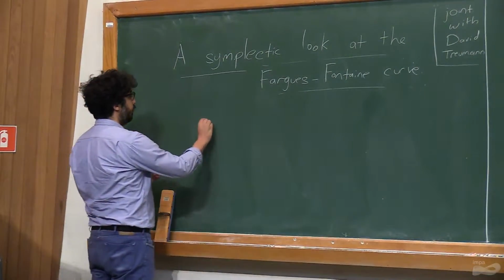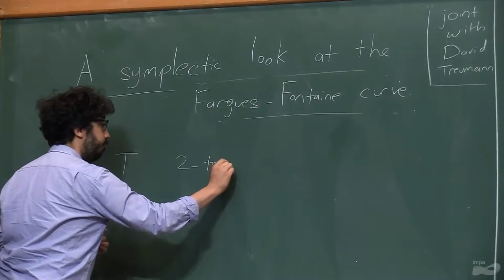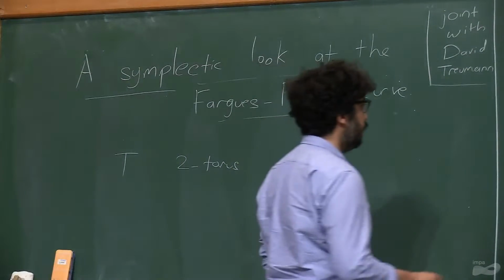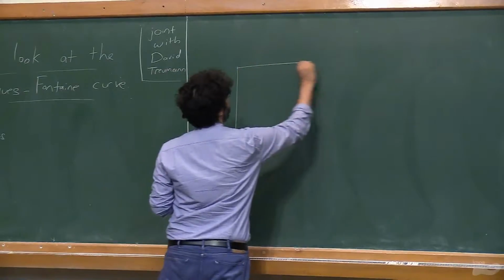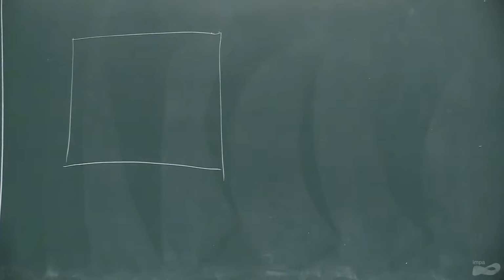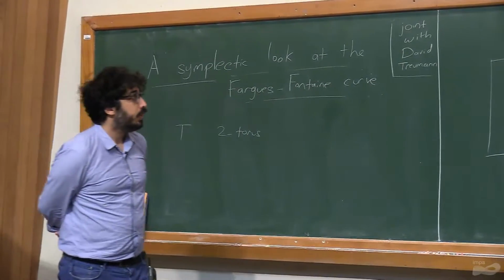So first I'll talk about the torus. It's my favorite symplectic manifold. I try to run away from it, but I keep hitting back to it. So here's the torus. And let me discuss a little bit about some objects of the Fukaya category in here and what we can do with them.